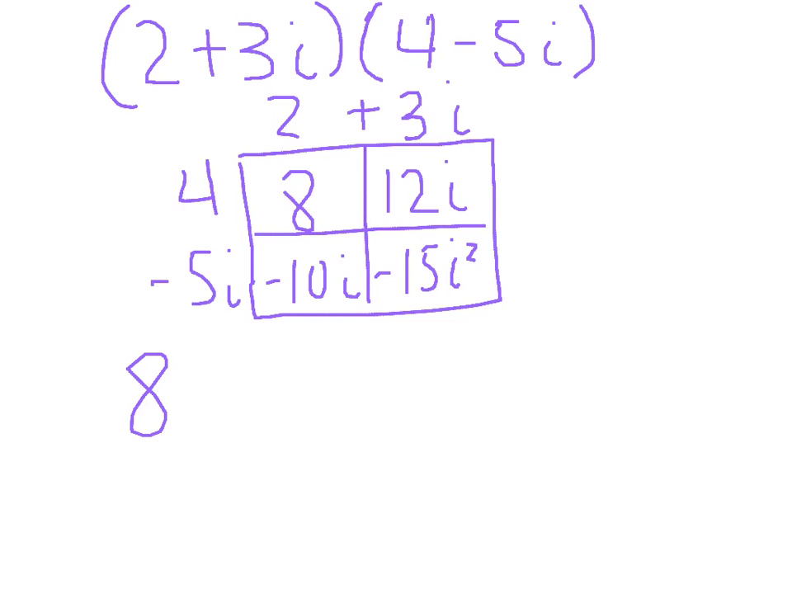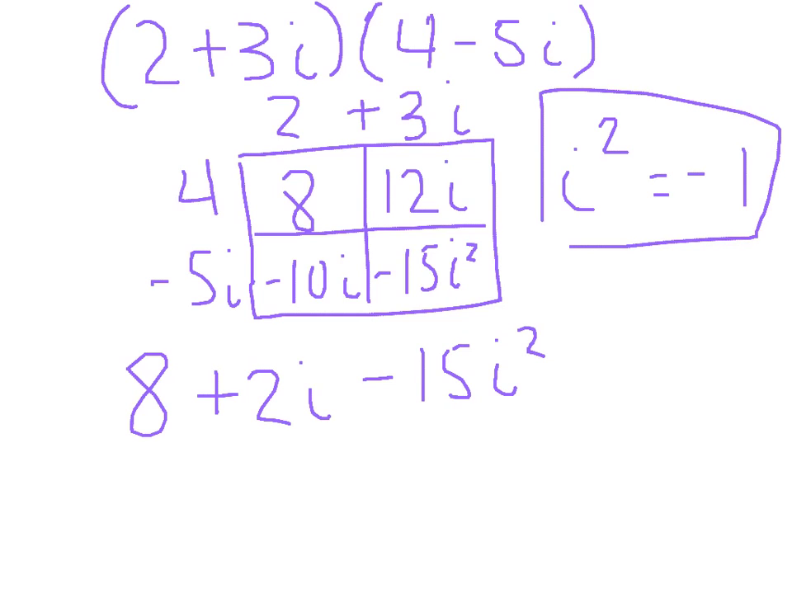Negative 10i plus 12i is positive 2i. And then I have a negative 15i squared. But I'm not quite done yet because there's something very special about i squared. i squared, if you remember, is equal to negative 1 all of the time.